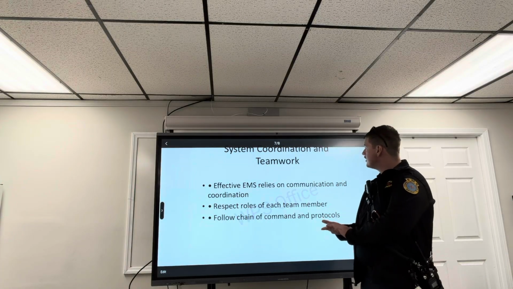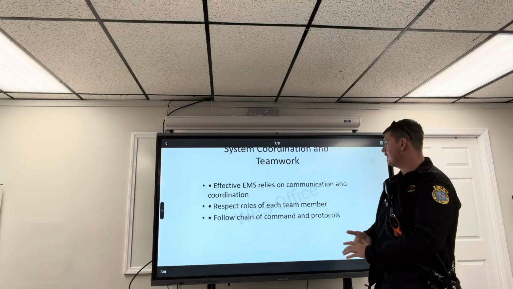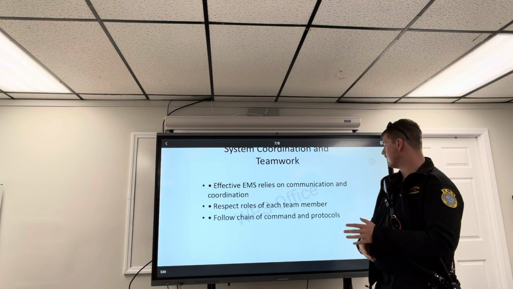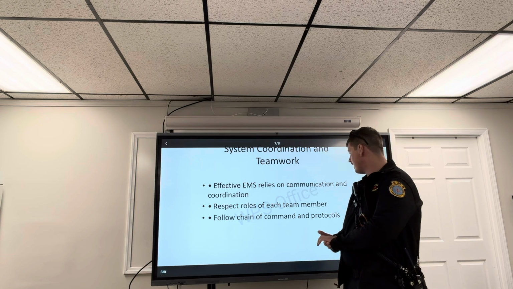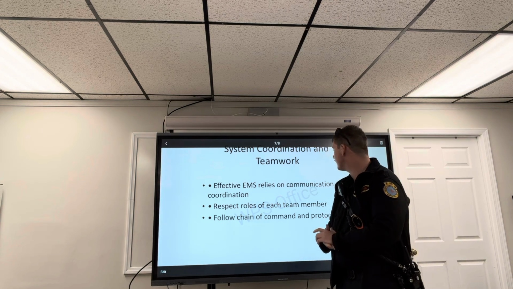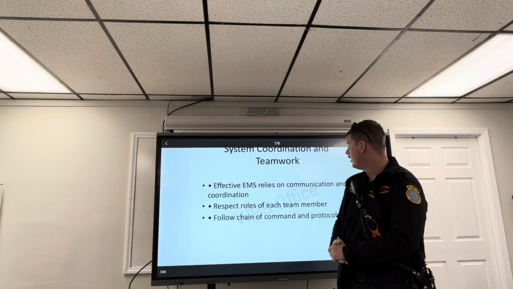So, system coordination and teamwork. Effective EMS relies on communication and coordination. Respect the roles of each team member and follow the chain of command and your protocols. So effective EMS relies on communication and coordination.